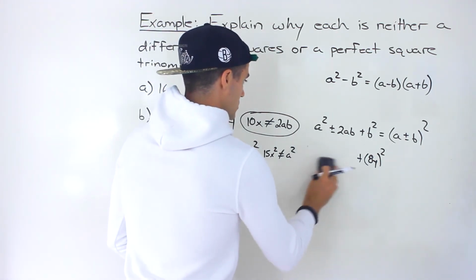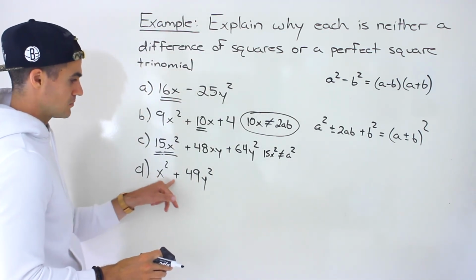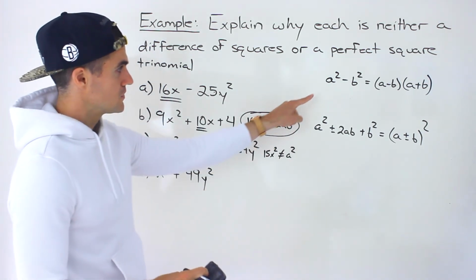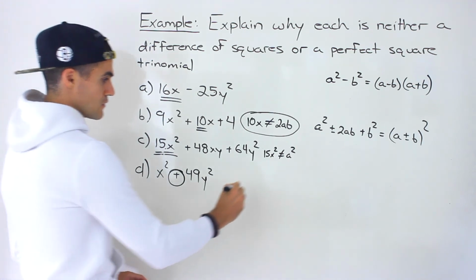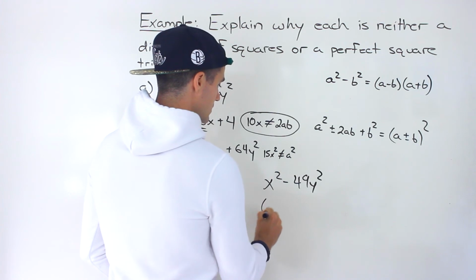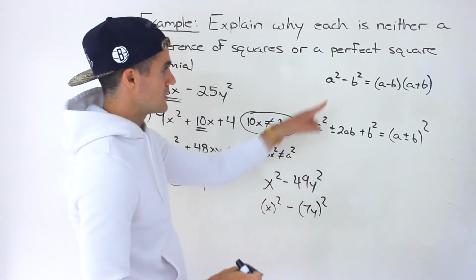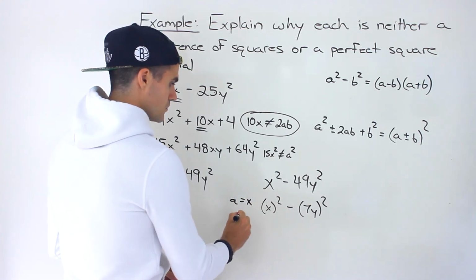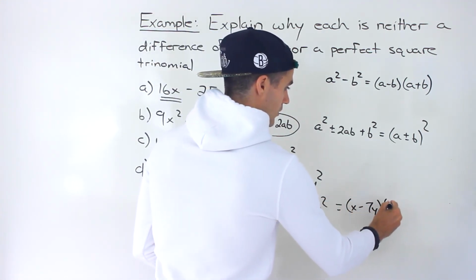Now, what about part D? Notice here, x squared plus 49y squared. So kind of close to a difference of squares, but it's not because of this positive. If it was negative, then it would work out because we could then rewrite this as x squared minus 7y squared. So then it would be in this format where the a value would be x, the b value would be 7y, and then this would factor into x minus 7y, x plus 7y.